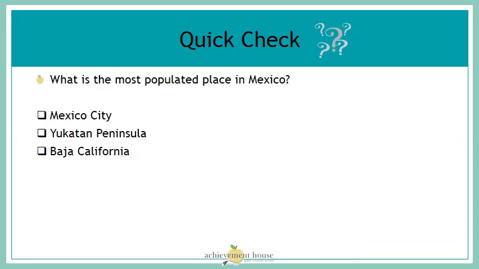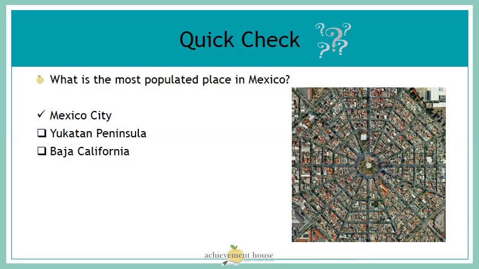What is the most populated place in Mexico? Mexico City, Yucatan Peninsula, Baja California. If you said Mexico City, you'd be correct. Mexico City is the capital of Mexico. And check out this aerial view of Mexico City. The city is laid out in a spoke and wheel format.